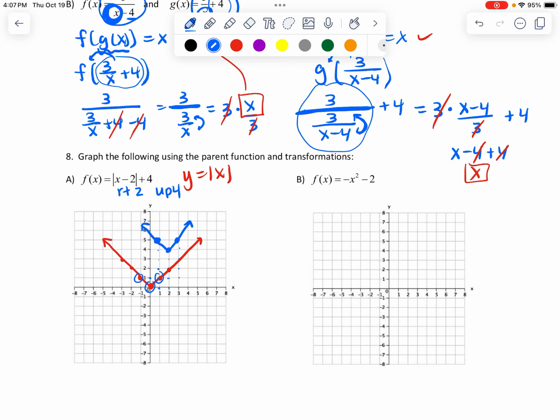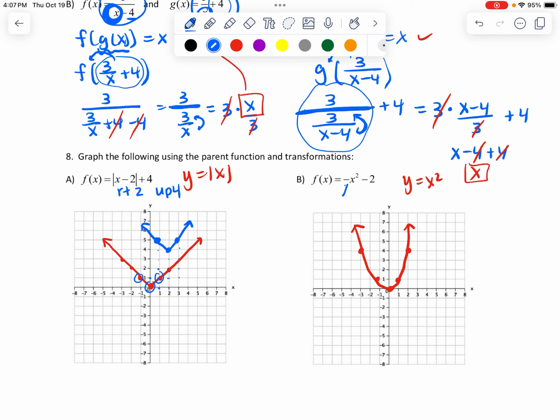All right. Okay, for B, my parent function on this one is just y equals x squared. Remember, that is a parabola that starts at 0, 0, 1, 1, 2, 4, negative 1, 1, negative 2, 4. So this is my parent function. Now, what's happening to it? Okay, so let's see what happened here.